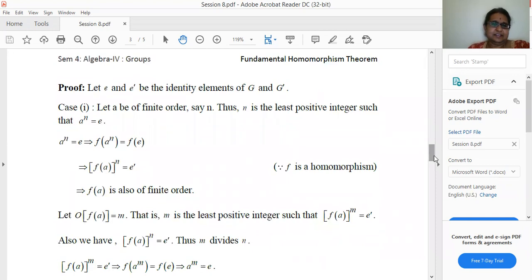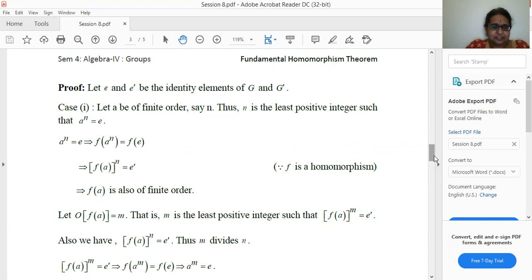Here, this f is a homomorphism. So this implies f of a is of finite order. Again, we are telling this from the definition of order of the element. So order of f of a is n means f of a power n is equal to identity, that is e dash. It is satisfying, so we are telling f of a is of finite order. Let order of f of a be equal to m. That is, m is the least positive integer such that f of a power m is equal to e dash.